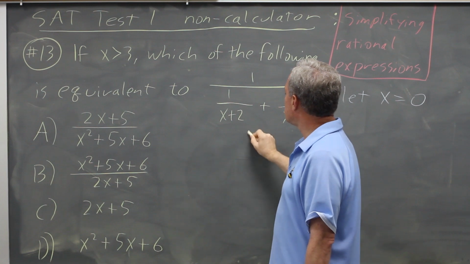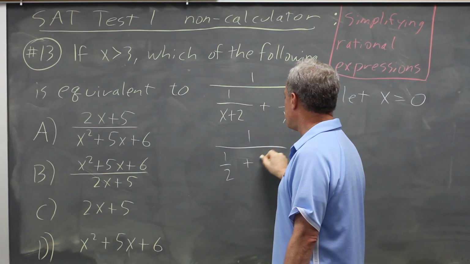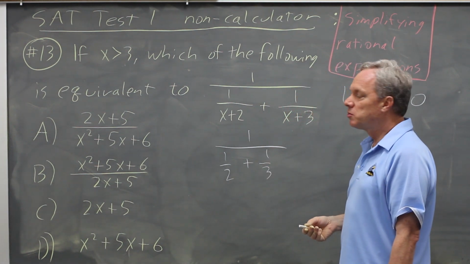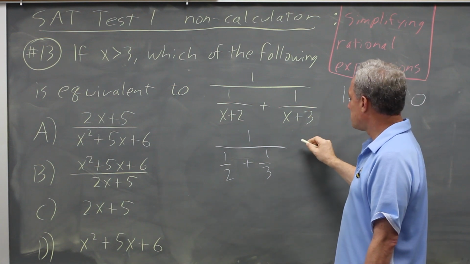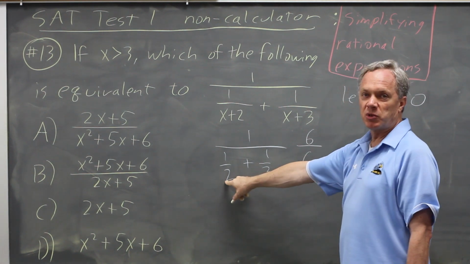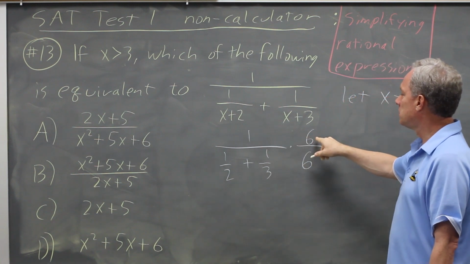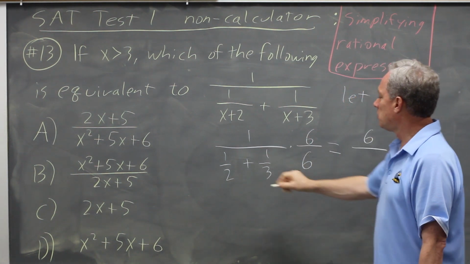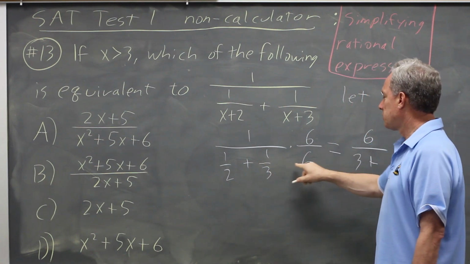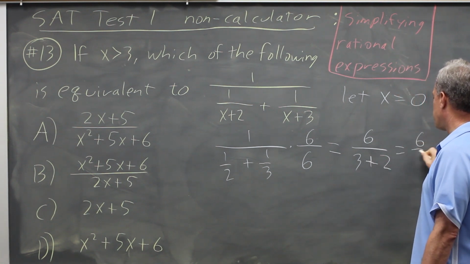So at x equals 0, the numerator is still 1. This is 1 over 2, and this is 1 over 3. Now, getting a common denominator like College Board wants, but doing it with simple fractions rather than rational functions, the least common multiple is 6, so I'm going to multiply by 6 over itself. Multiplying fractions, we multiply numerators. 1 times 6 is 6. 1/2 of 6 is 3. 1/3 of 6 is 2. And 6 over 3 plus 2 is 6 over 5.